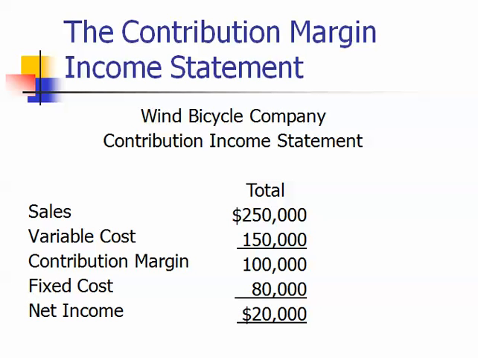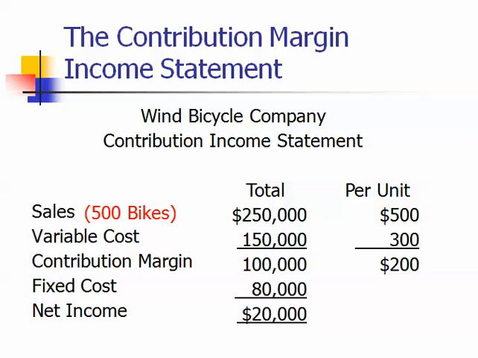So in our contribution margin income statement, we've got sales minus our variable cost, which in this case is $150,000, leaving the Wynn Bicycle Company with a contribution margin of $100,000. This contribution margin can go to cover fixed costs, and anything that's left over then is pure profit, in this case net income or net operating income.